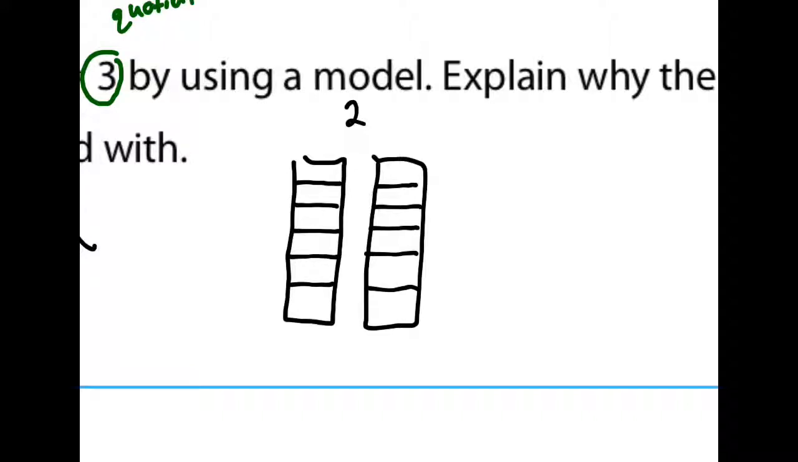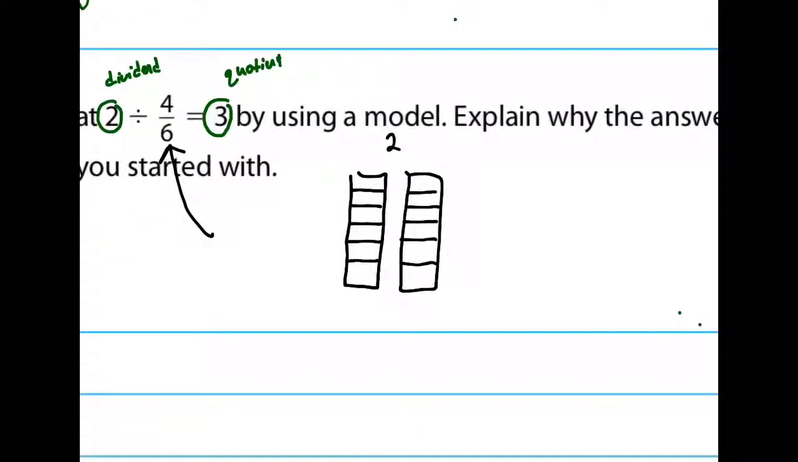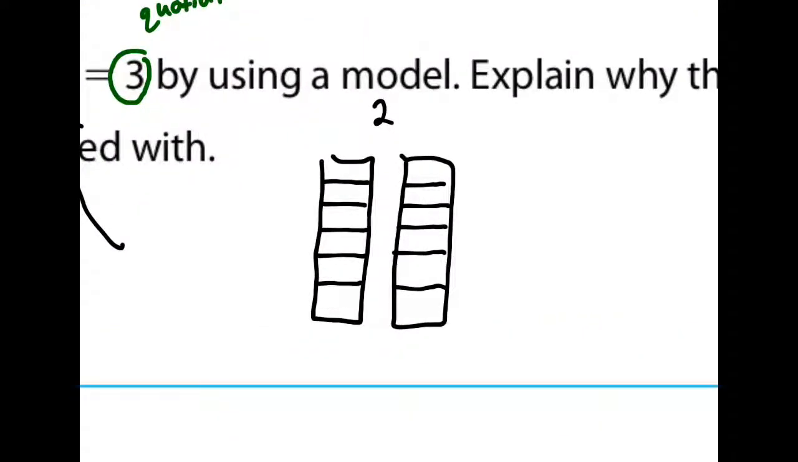Okay, so my 2 wholes are split into 6. Now I want to know how many 4/6 are in those 2 rectangles. So I'm going to circle groups of 4/6. I'll circle them in red. So there's one group of 4/6. Here's another group of 4/6.